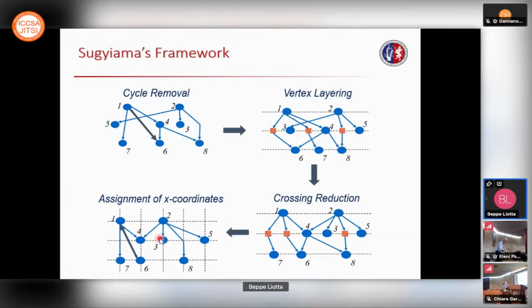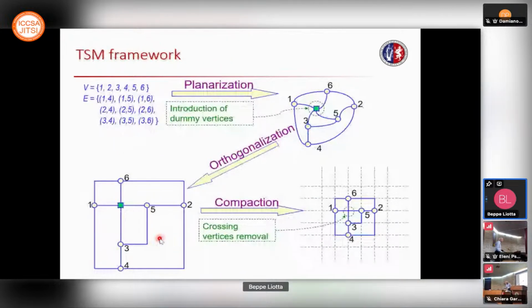The third framework is called topology-shape-metrics, and is typical in those systems that are common in software engineering, because they use orthogonal drawings, and also in LSI. So here you start with a graph, and the first step is you planarize it. What does planarize mean?